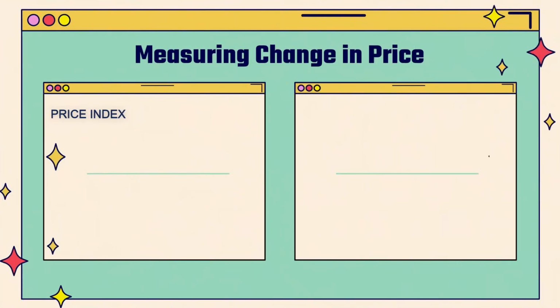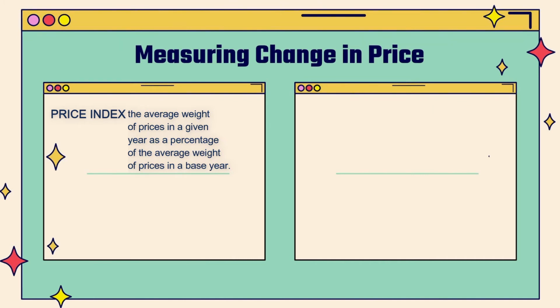The first one is Price Index. The price index is the average rate of price in a given year as a percentage of the average rate of price in a base year. The price index is a normalized average of price relative to a given class of goods or services in a given region during a given interval of time.